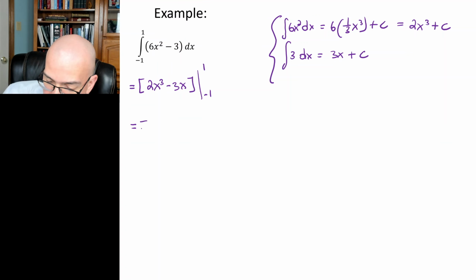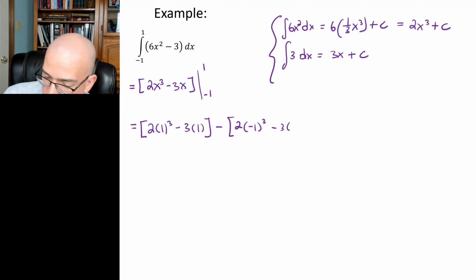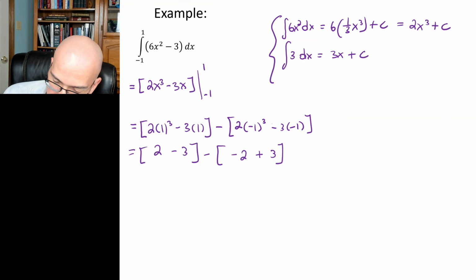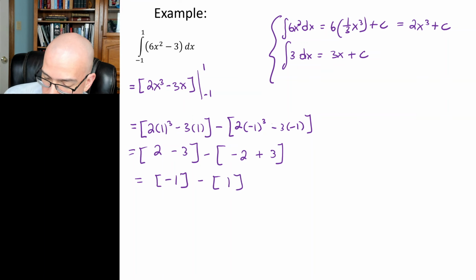We'll plug in the top bound. So we have 2 times 1 cubed minus 3 times 1, minus the bottom bound, 2 times -1 cubed minus 3 times -1. Sorry, I missed a typo there. And then simplify. So we have 2 minus 3 there, minus -2 plus 3. So the first bracket is -1, the second bracket is +1. So we have -1 subtract 1, which is -2.